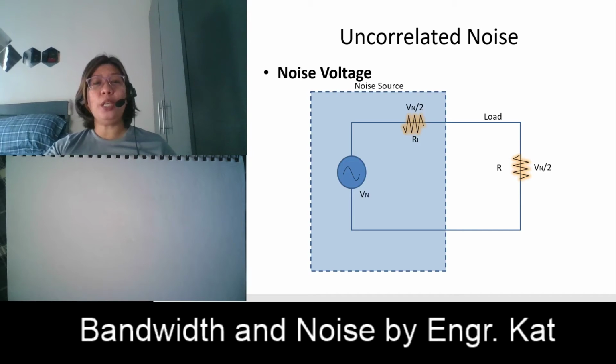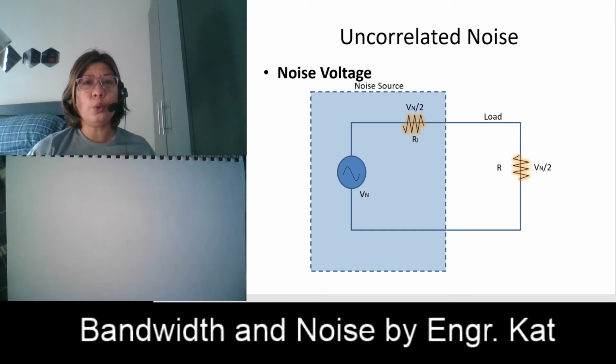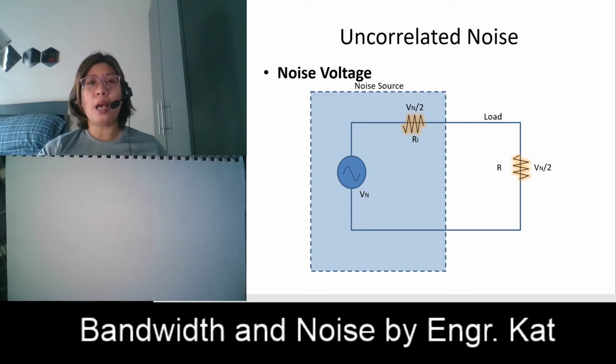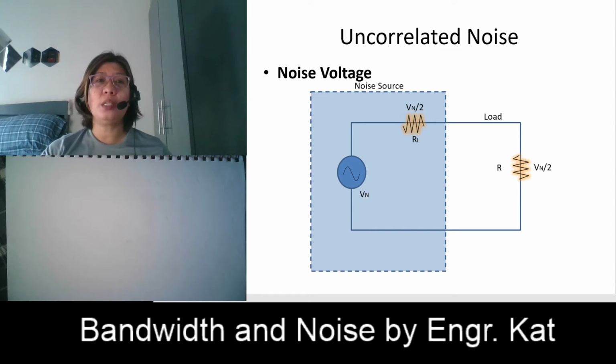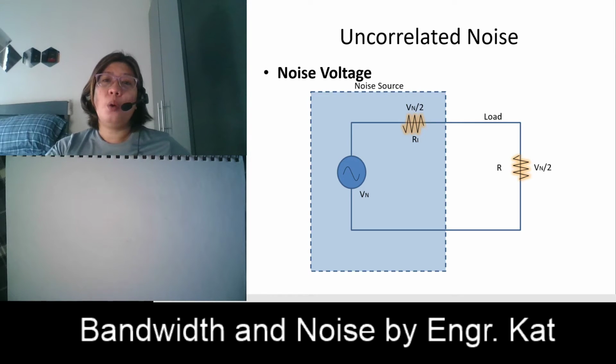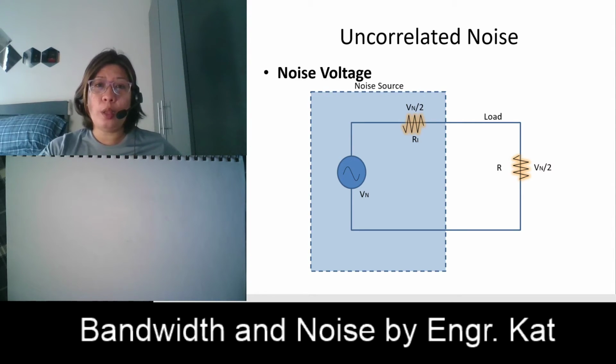Okay? So, imagine yourself, what is your noise voltage? If you have a source, that source always has an internal resistance. So, if we have a noise voltage here, it has a noise resistance here. So it will be divided into two, considering they are equal. Only a portion will be going to your load, and that is your noise voltage.